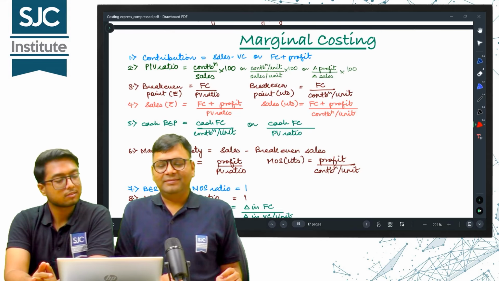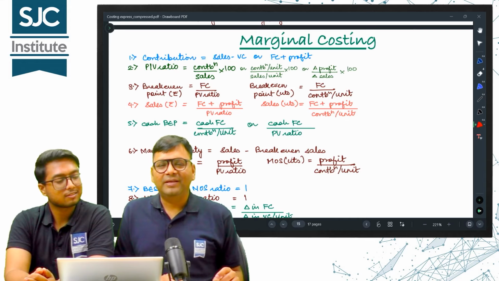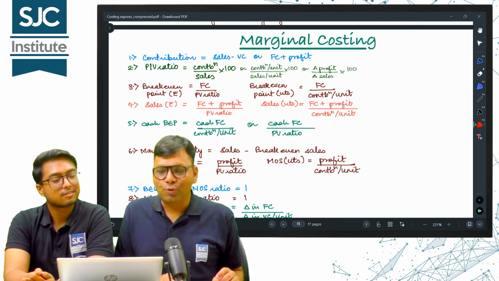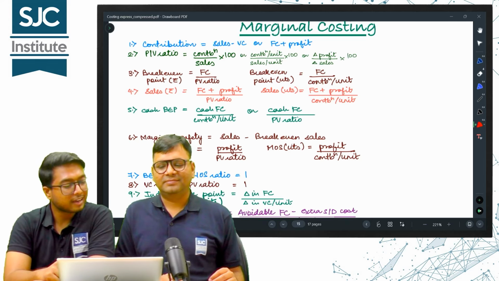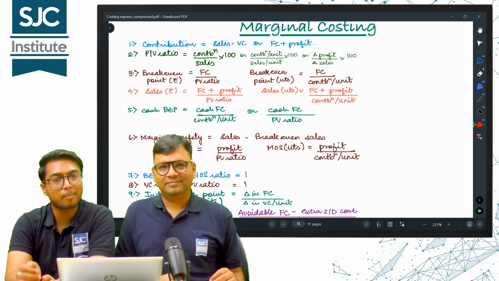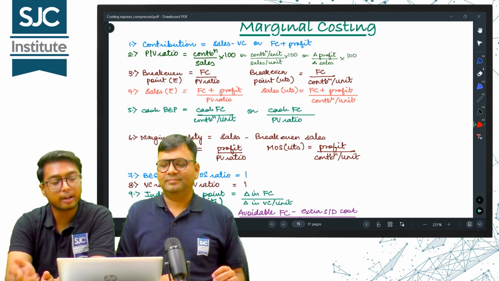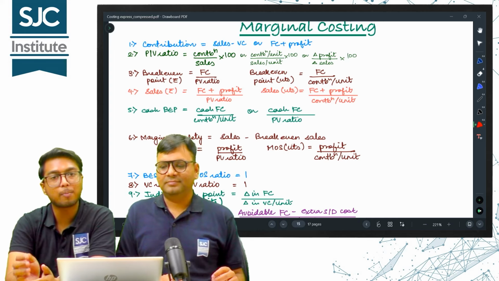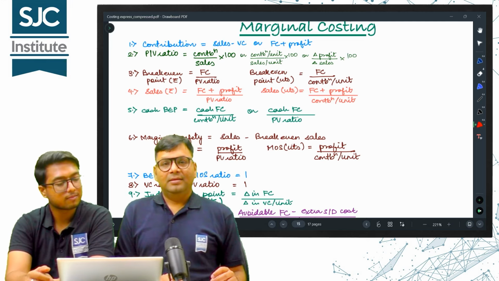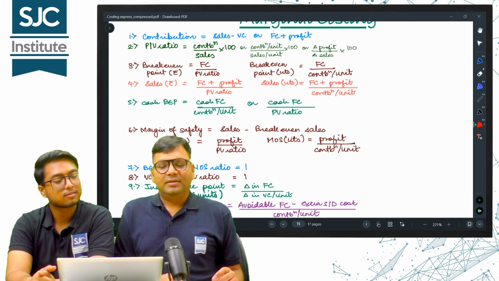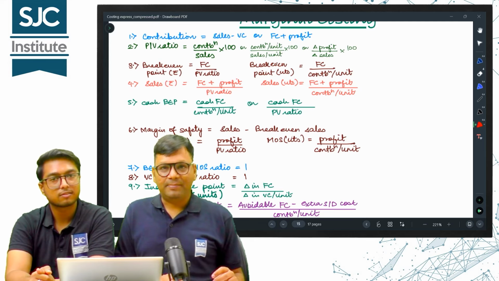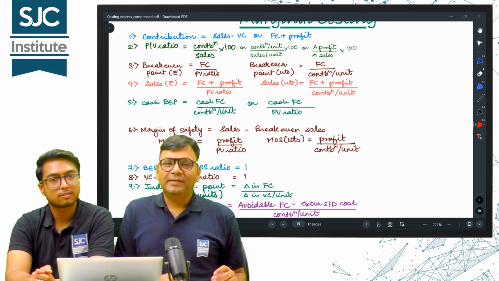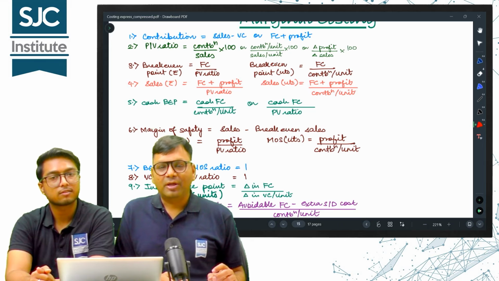Marginal costing. The first one to remember here is contribution is equal to sales minus variable cost, or fixed cost plus profit. Second, PV ratio, that is contribution upon sales into 100, or contribution per unit divided by sales per unit into 100, or change in profit upon change in sales into 100. Third one, break-even point is equal to fixed cost by PV ratio. The answer will be in rupees since you have divided by PV ratio. But if you want your answer in units, you have to divide fixed cost by contribution per unit.